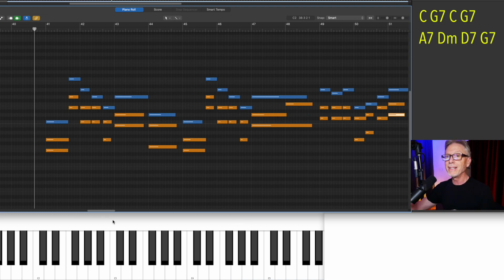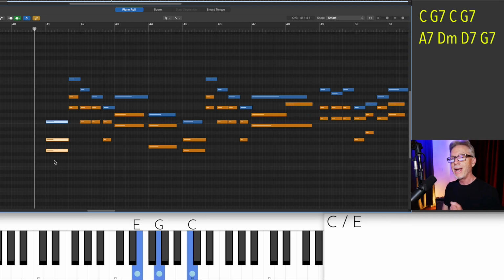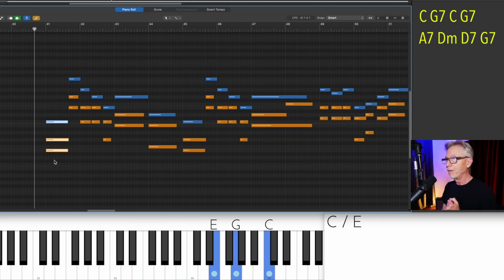So what I've done is ask myself the question, what other notes from the chord fit underneath? In the first instance, I have C on top, and I've added the E and the G. I've inverted the C chord. Now the C's on top. And then exactly the same thing, because it's just an octave up, another C.